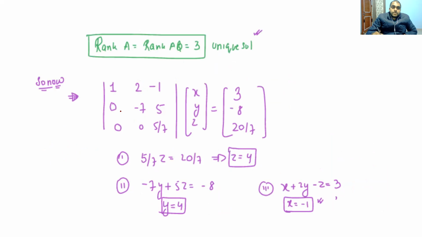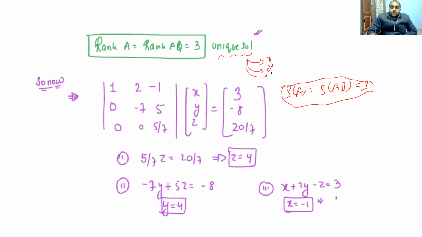So from here, rank of A is equal to rank of the augmented matrix, which is equal to 3. So this has a unique solution. Why? Because the number of variables is also 3. So rank of A is equal to rank of [A | B] is equal to 3, so it means there is a unique solution. That means there are three values: the value of x, the value of y, and the value of z will come. So x will be -1, y is equal to 4, and z is equal to 4.